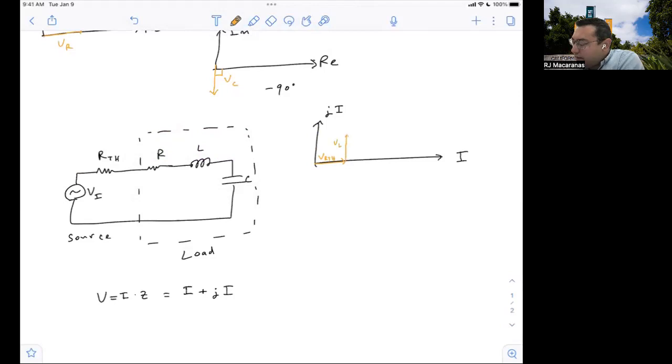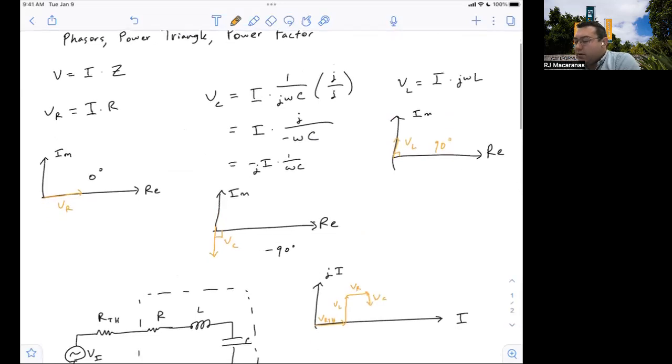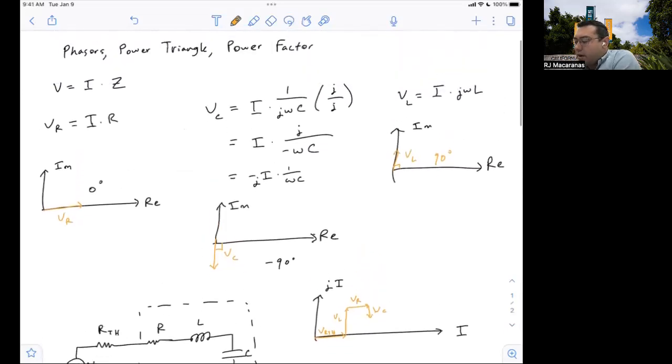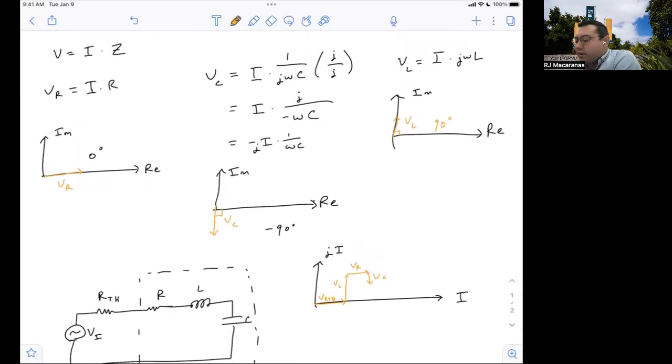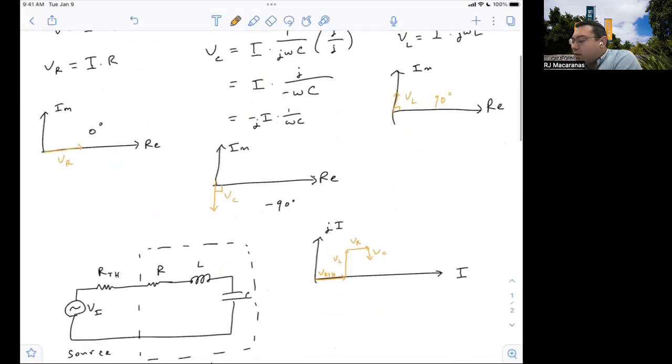And so VL. And then we're going to go right more, VR. And then we're going to go down due to this capacitor. This is VC. And that's just from this thing that we had where any resistor is completely real, any capacitor is completely negative in the imaginary direction, and any inductor is completely positive in the imaginary direction.